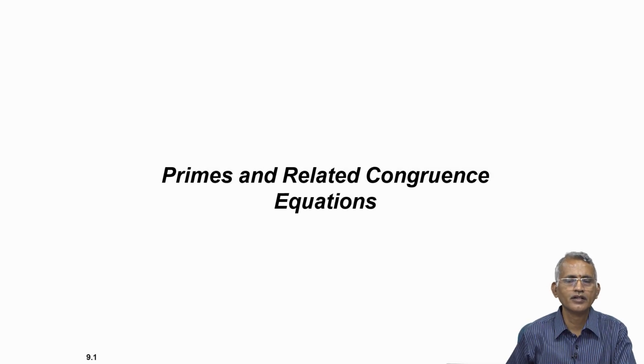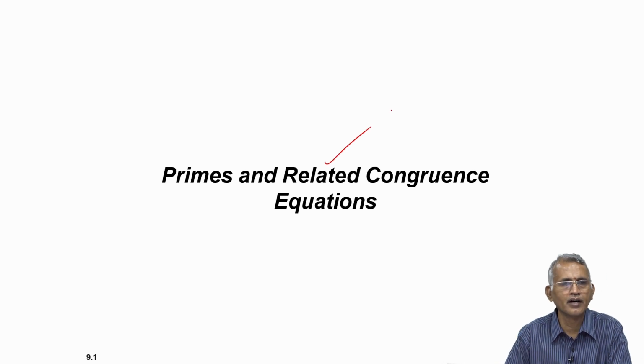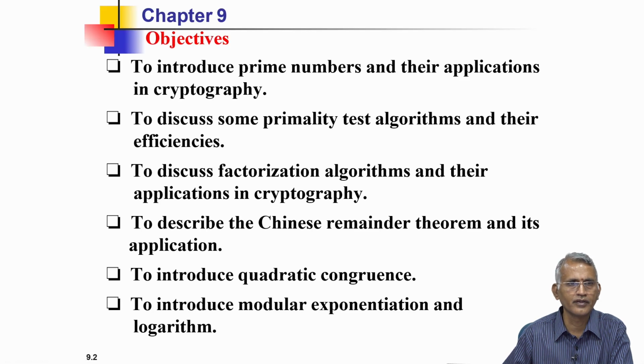Now we are going to discuss the ninth module of Unit 2, which is primes and related congruence equations. This is a combined idea of all the topics we have covered so far in Unit 2. It is very interesting and it will be helpful to understand cryptography.